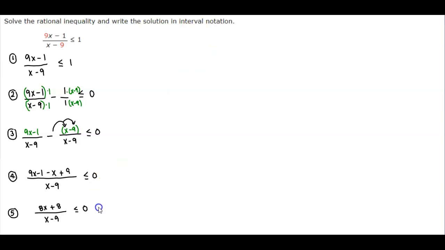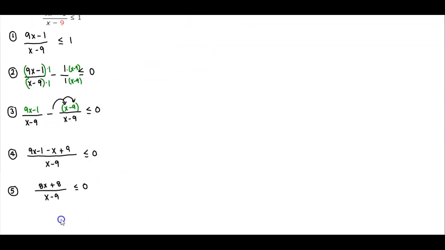And now let's just factor this remaining part here. So if we factor the numerator, we can factor out an 8. And what we get is 8 times x plus 1 all over x minus 9, and therefore that's less than or equal to 0.